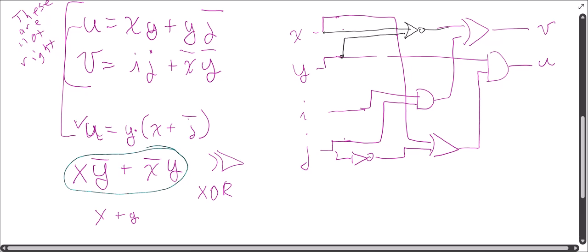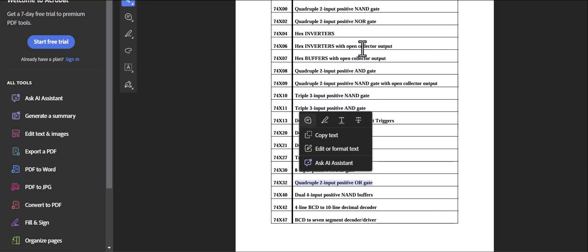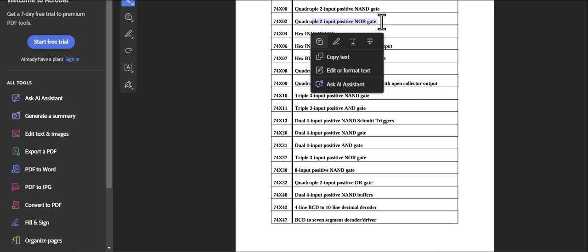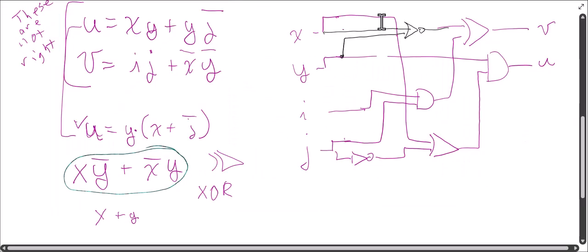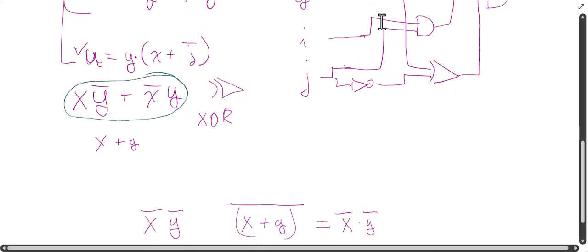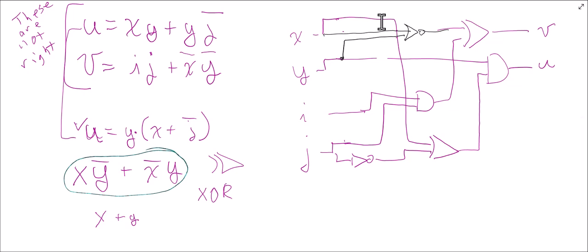Okay, so I replaced all of those with a single NOR gate. So let me go back and get that chip. So a two input NOR gate. That'd be 74X02. Okay, so I still have and, or, a not, and a nor. So, all right, let me just capture this.